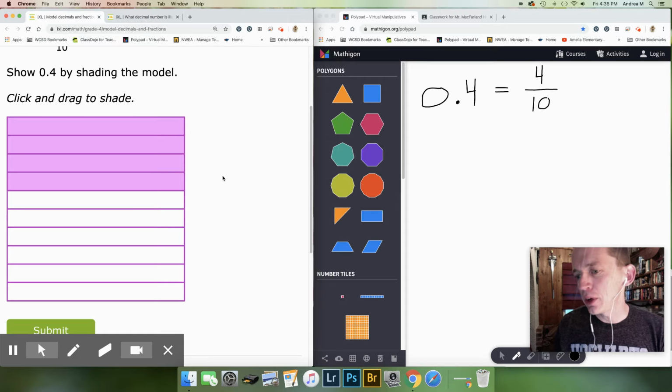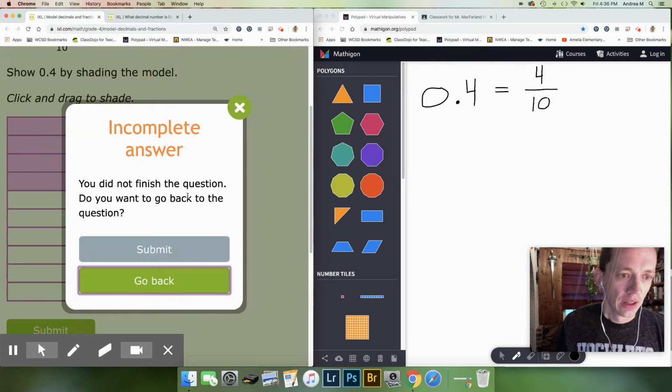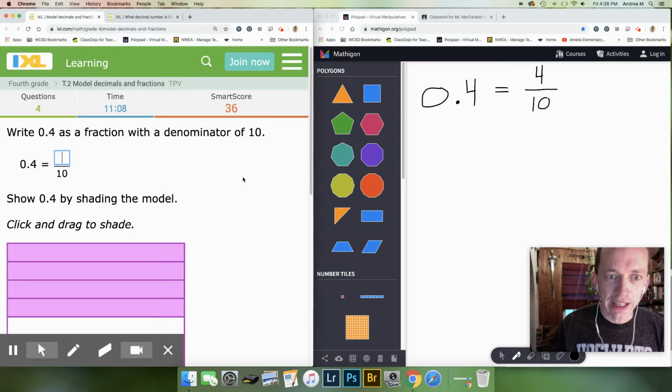Quick random question, just because I'm thinking of it. Thinking about fractions, is that more than half, less than half, or equal to half? Think about that. If you said less than half, you are correct, right? Because 5 tenths would be half, but 4 tenths. There we go. Oh, wait a minute. Incomplete answer. There we go. I forgot to type my answer right there.